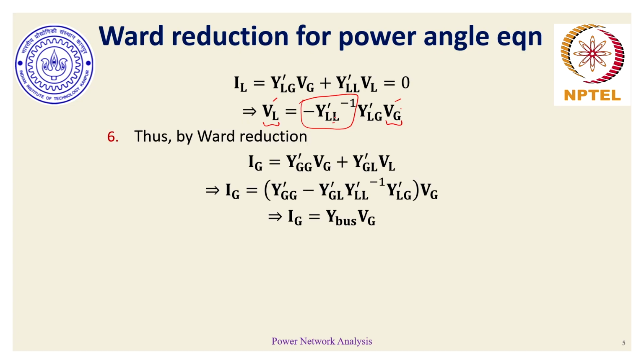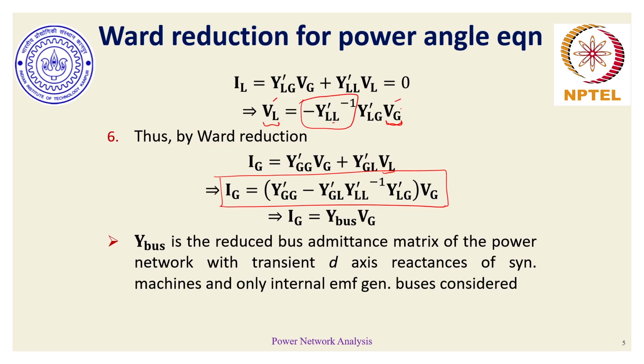So we can substitute VL in terms of VG and get an analogous equation which is completely in terms of currents and voltages at the internal EMF buses only. And essentially, the Y bus that we are getting, which is equal to YGG dash minus YGL dash, YLL inverse dash, YLG dash, is the effective reduced bus admittance matrix of the power network with only internal EMF buses connected. Transient direct axis reactances are already considered, and all network lines are also already considered.